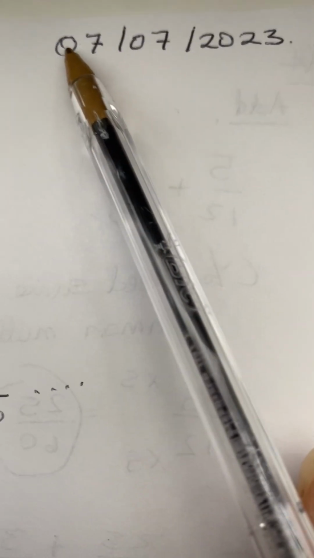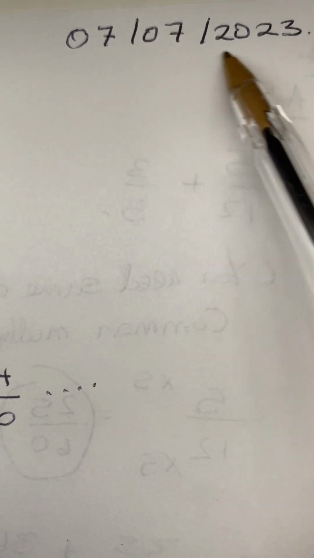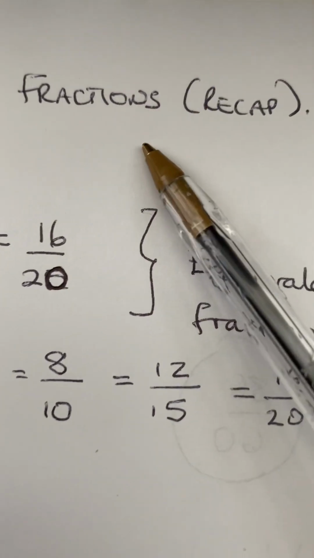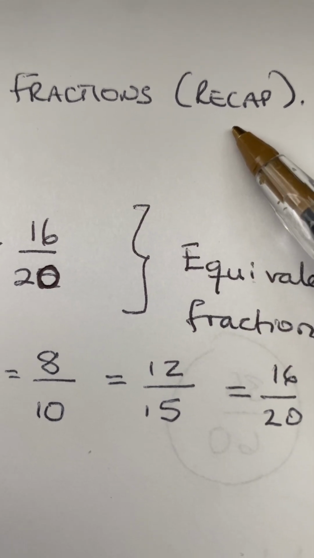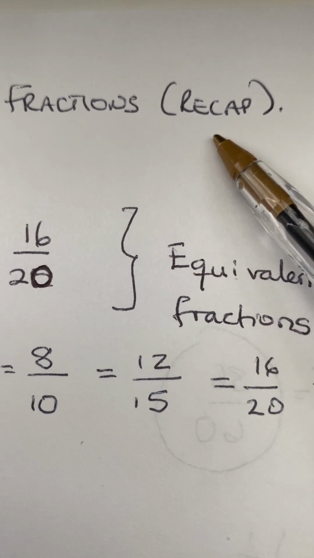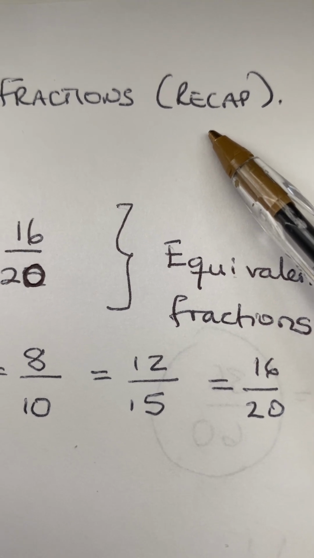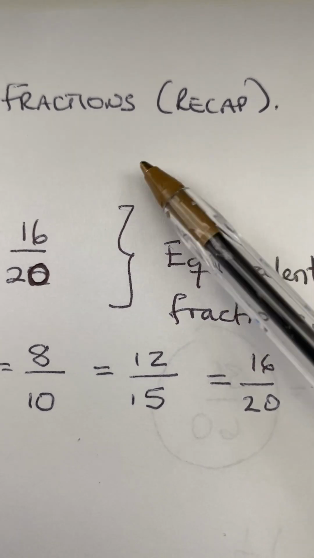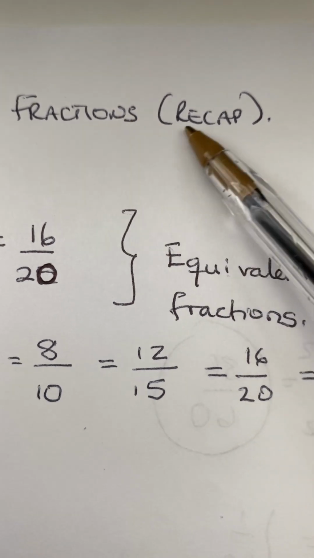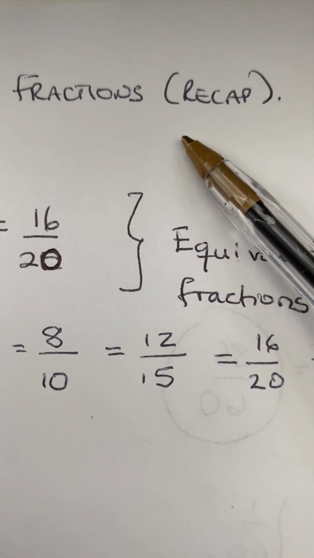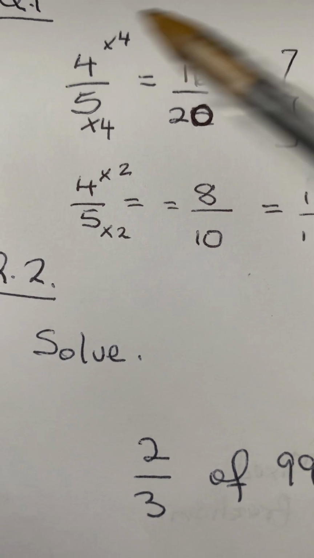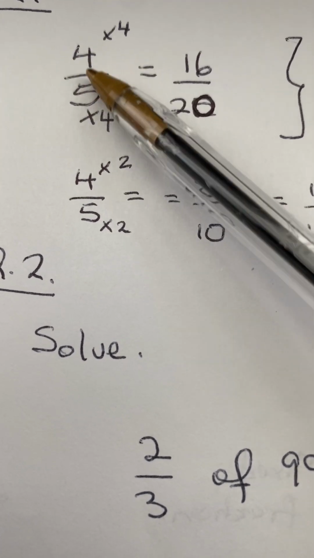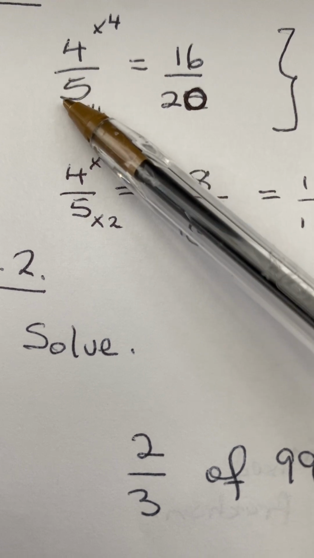Okay, today is the 7th of July 2023. We have been looking at some recap lessons. Yesterday we did a recap on percentages and looked at some possible questions that you get. Today we want to look at fractions, but here we want to look at questions, because I've already introduced you to fractions. We have a top numerator and a down denominator.